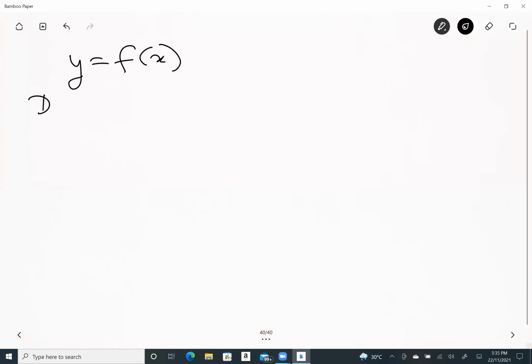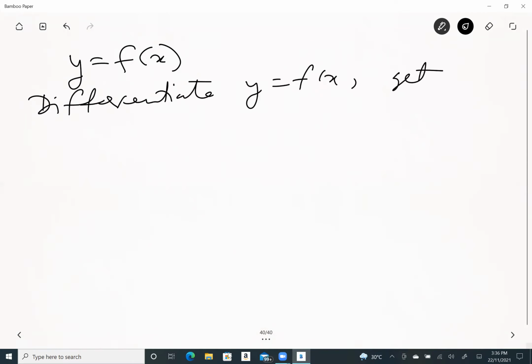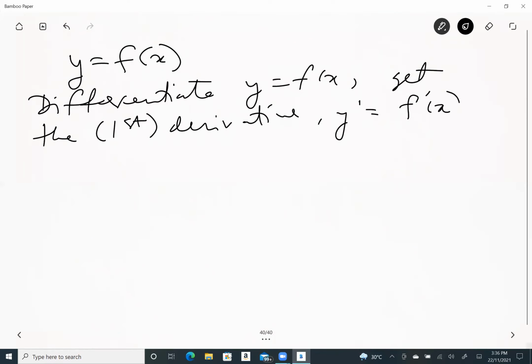And we know if I differentiate the function y, what do I get? Differentiate y equal to f of x, we get what? We get y prime, the derivative. You get the derivative, and that is called the first derivative. Sometimes the first derivative, you just call it derivative. That's the first derivative. That is y prime equal to f prime of x equal to dy dx. These are the notation.